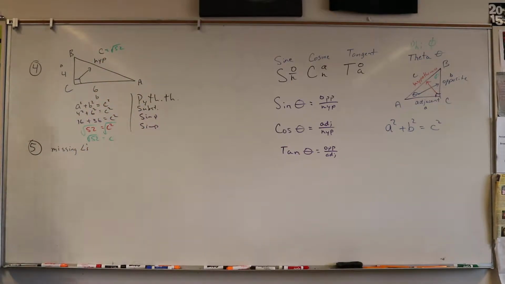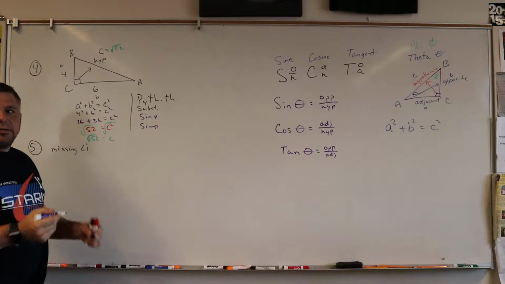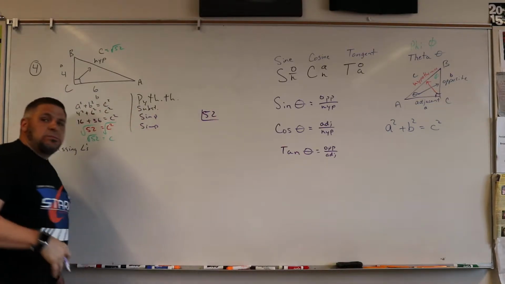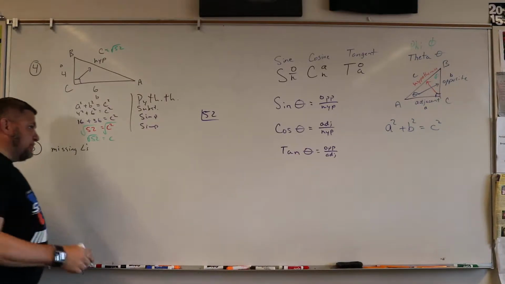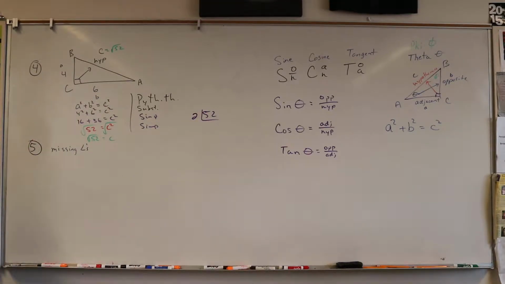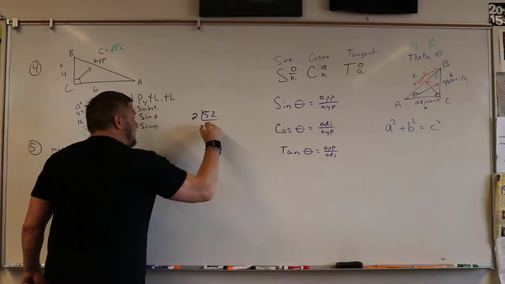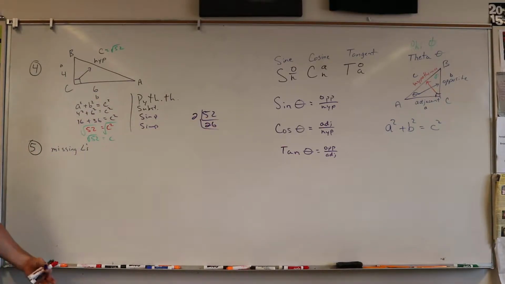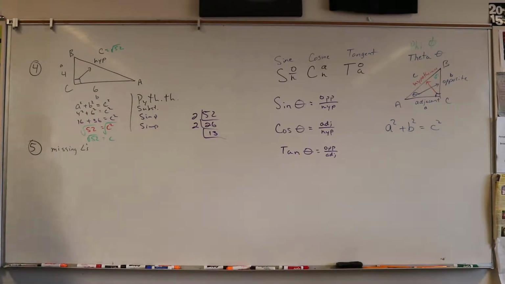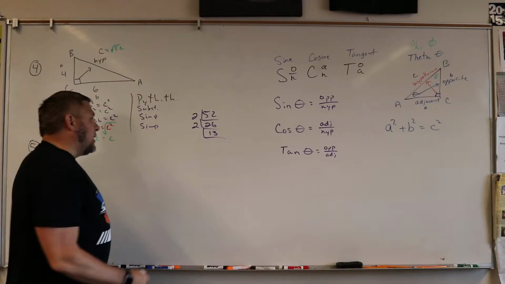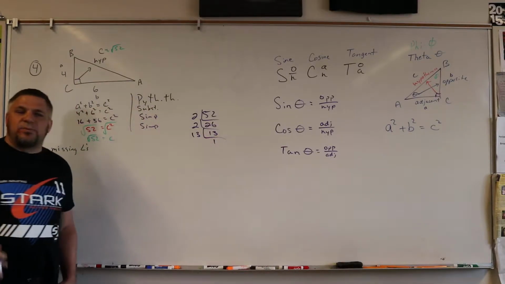But are we done? No. Is that reduced? No. So how do we reduce it? 52. What goes into it? Smallest number? 2. Okay? Always start small. Work your way up. That's 26, right? 2 goes into that how many times? 13. Does 2 go into that? Not nicely. What about 3? 5? 7? 11? 13? Okay. 1 time. When you get to 1, you're done, right?